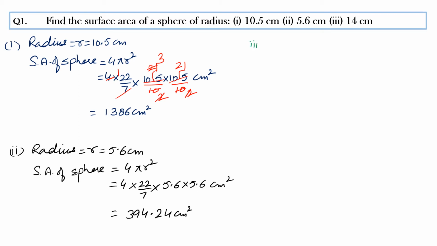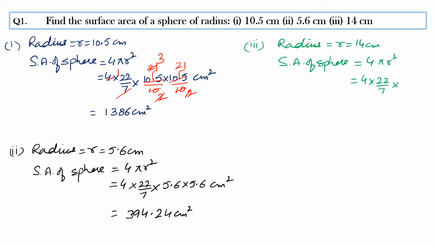Now the third part, here the radius is 14 centimeter. So surface area of sphere is equals to 4 pi r square. 4, the value of pi is 22 by 7, r square, that is 14 into 14, and if you multiply and solve this, the answer will be 2464 centimeter square. I am leaving the simplification part to you all, so please do the calculations yourself.